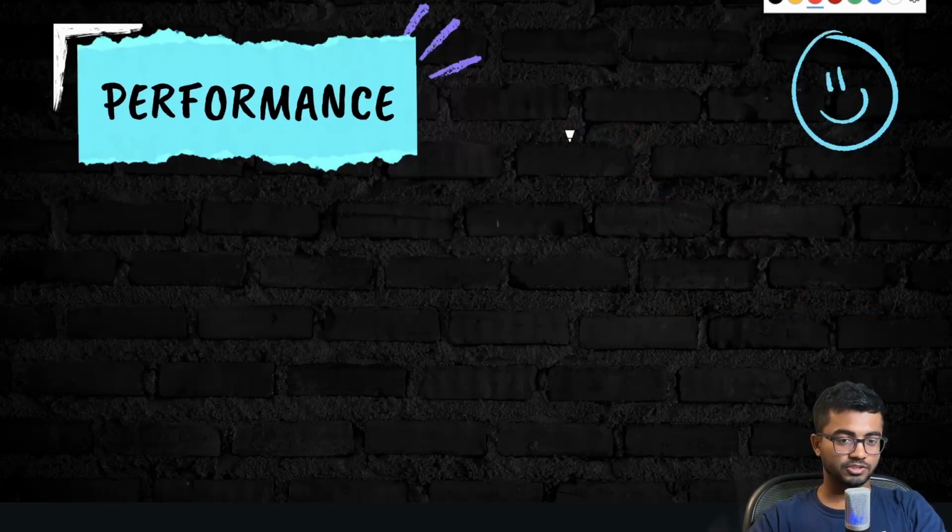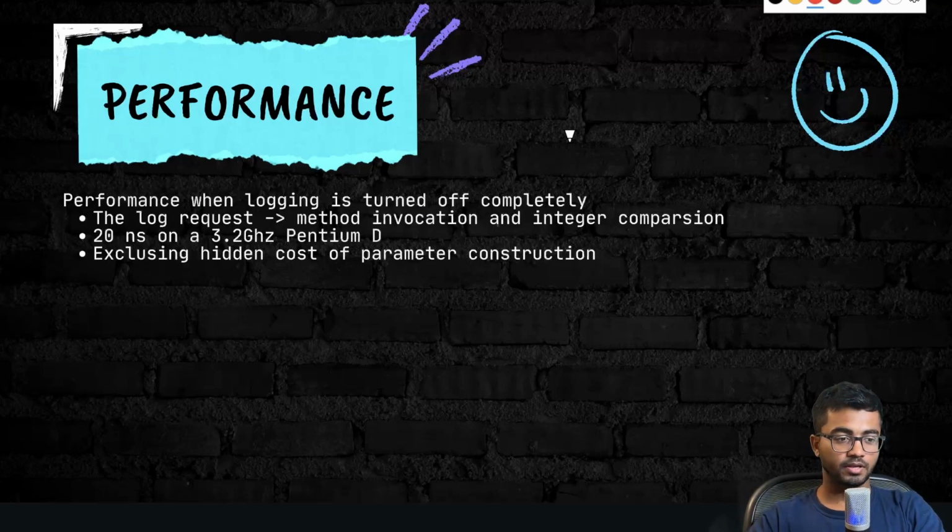Awesome. Let's talk about performance. Now that we have talked about the architecture, the pros and cons, let's talk about performance in this case. Performance when logging is turned off completely is pretty much a method invocation and an integer comparison, because it'll just compare, see nothing is enabled, drop the request and move forward. It's a pretty cheap expense. It's like 20 nanoseconds on a 3.2 gigahertz Pentium D.